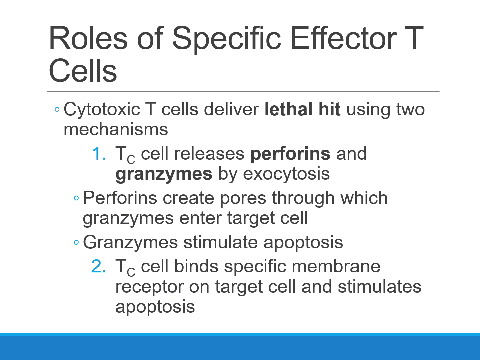Cytotoxic T cells deliver a lethal hit by using two mechanisms. They release a chemical called perforin, which punches holes, and granzymes by exocytosis. So the perforins are going to make little pores, and then the granzymes enter in, and the granzymes stimulate apoptosis. So they basically punch holes in the cell and allow other chemicals to enter in. The cytotoxic T cells can also bind specific membrane receptors on the target cell and stimulate programmed cell death.